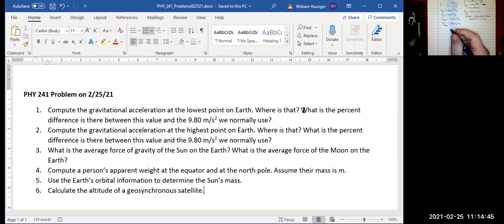Notice the next question is compute the gravitational acceleration at the highest point on Earth. Where is that and what is the percent difference? So the highest is the peak of Mount Everest.